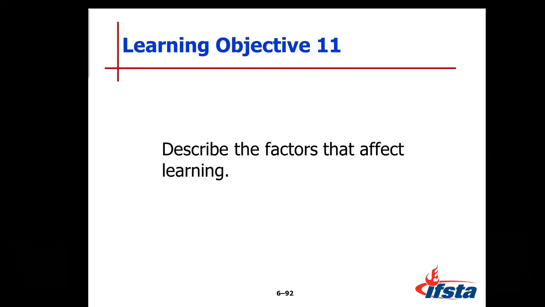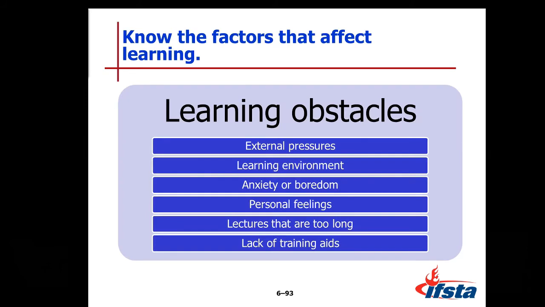Learning objective 11. Describe the factors that affect learning. What are some learning obstacles? What factors affect that? External pressures. You got stuff going on outside. Learning environment. We talked about this in one of the previous chapters, but you have to make sure that you are creating not just a physical environment that's good for learning, but a mental environment as well.